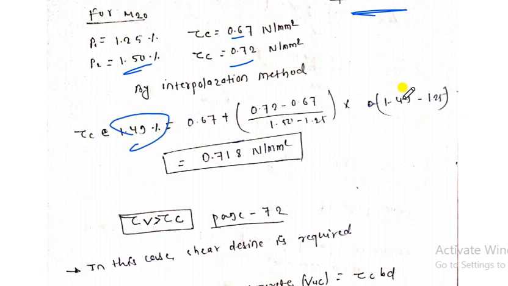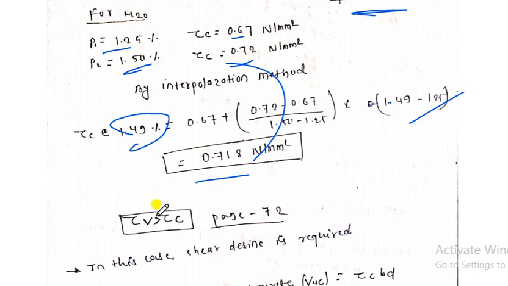1.49 minus 1.25. By doing this calculation we'll get 0.718. From this we can easily see that at 1.50 it is 0.72, and 1.49 is smaller than 1.50, so the value comes out smaller than 0.72, that is 0.718.